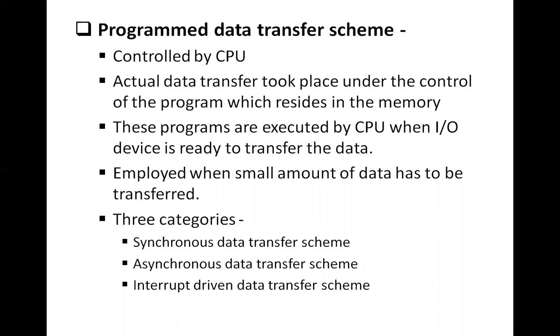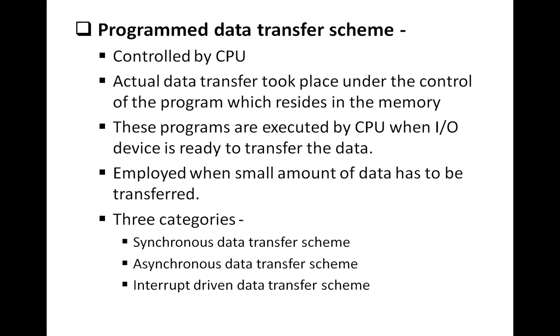The program which is required to transfer the data usually resides in the memory. Whatever program resides in the memory is required to be executed by the CPU when the input output device is ready to transfer the data. The microprocessor executes the program for the actual transfer of the data, because until the program is executed, the data transfer will not take place. The program data transfer schemes are employed when we have a small amount of data to be transferred.